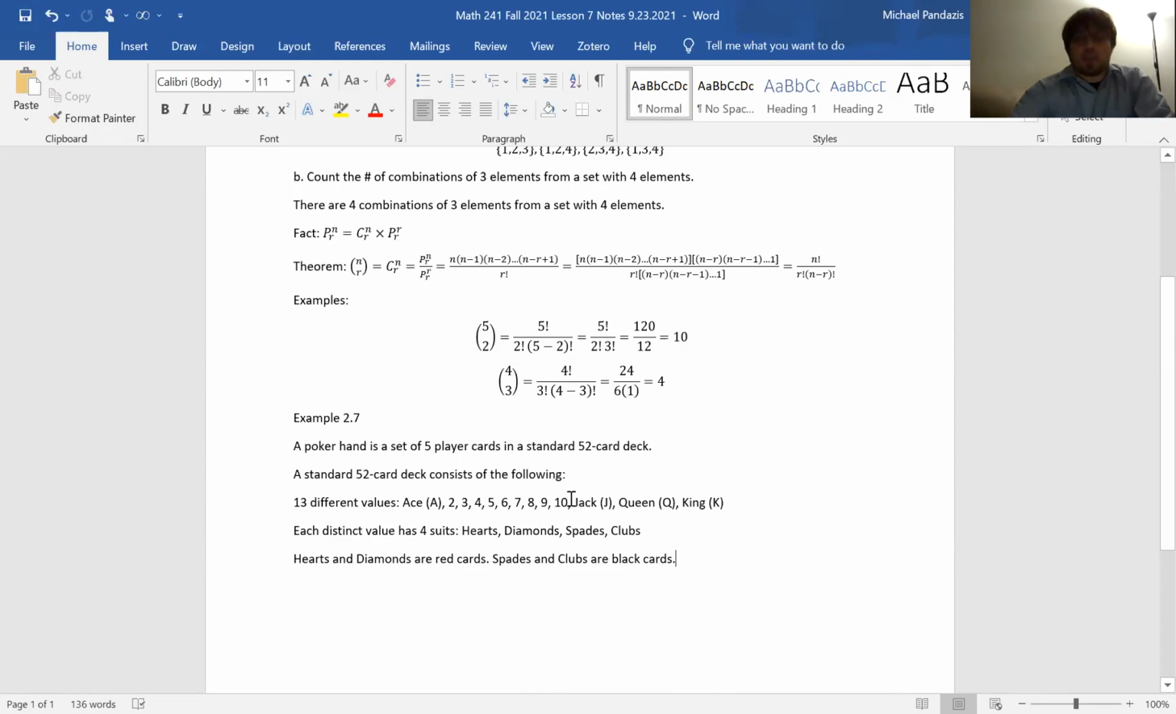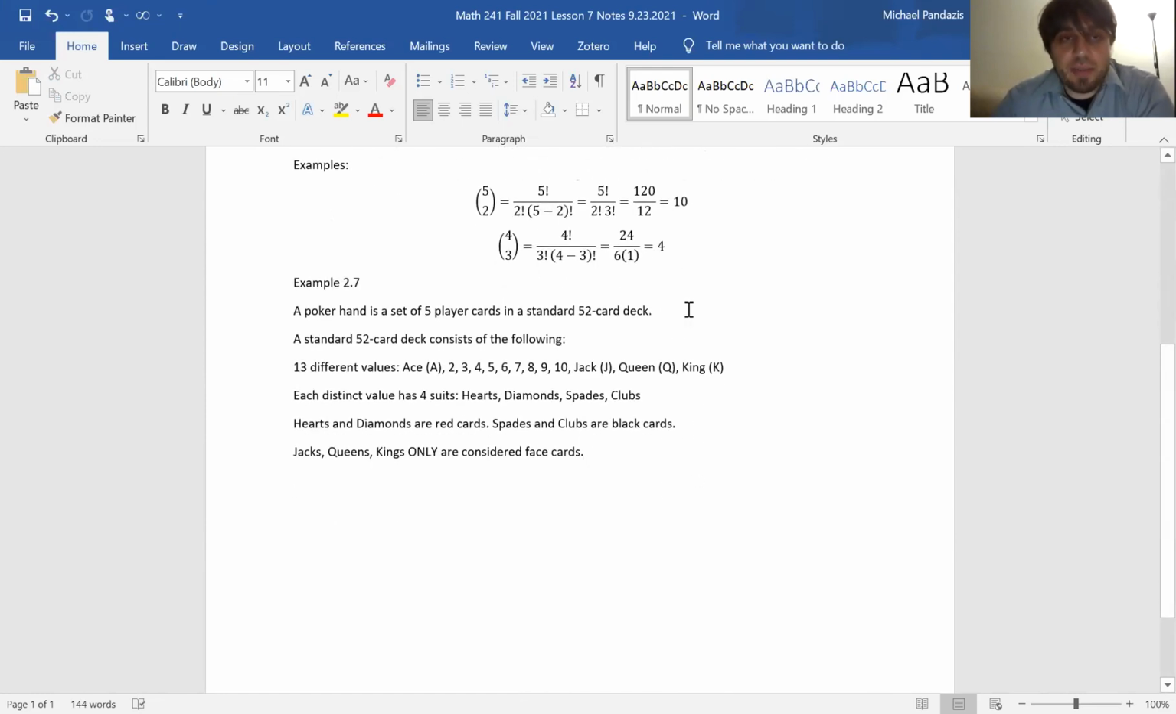Okay, so you have 13 different values, and for each value there are 4 suits. For instance, a 9 has a 9 of hearts, a 9 of diamonds, a 9 of spades, and a 9 of clubs, right? The hearts and diamonds are red cards, and the clubs and spades are black cards, okay? Jacks, queens, and kings are considered face cards, okay? And ace is not considered a face card, right? So that's the composition of a standard 52 card deck.